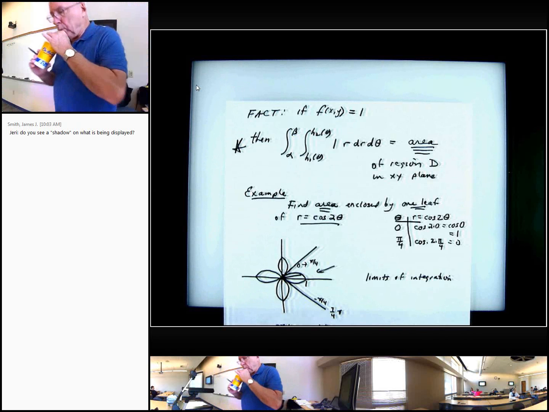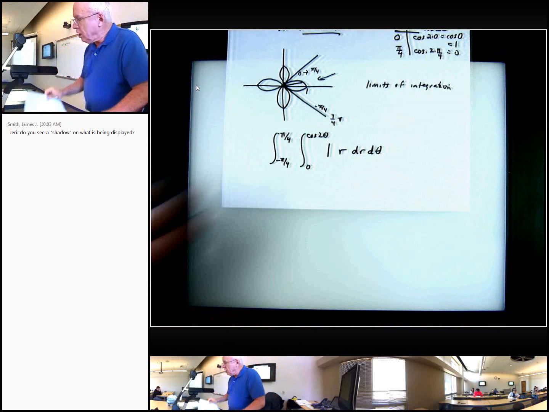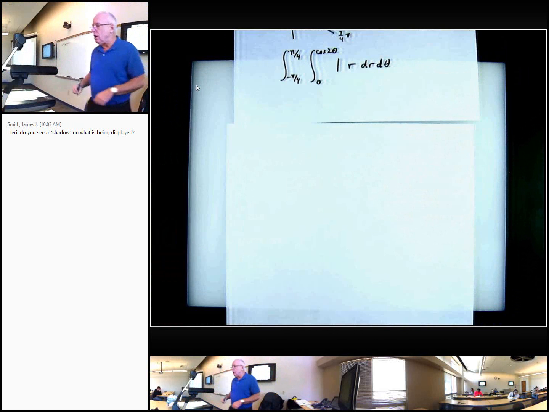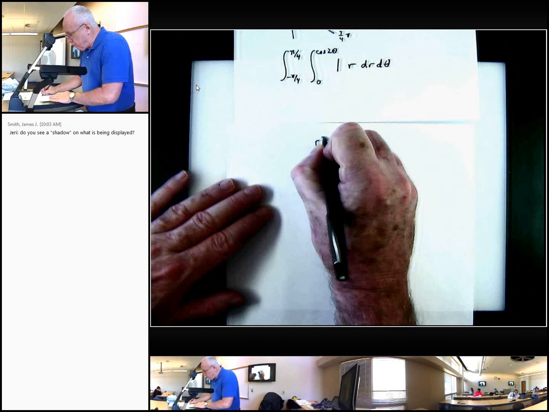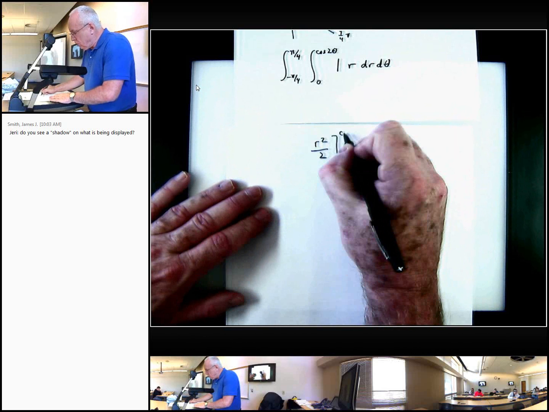Okay. All right. So let's now evaluate this. We have to integrate the r. 1 times r is r. So that's r squared over 2. And our limits are 0.